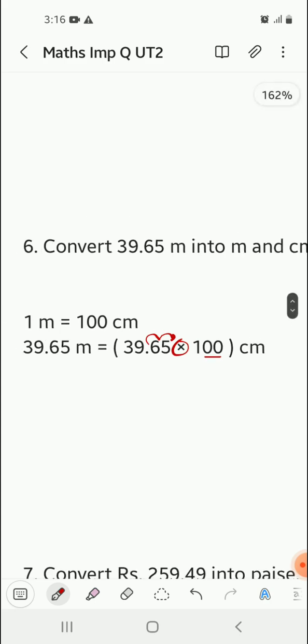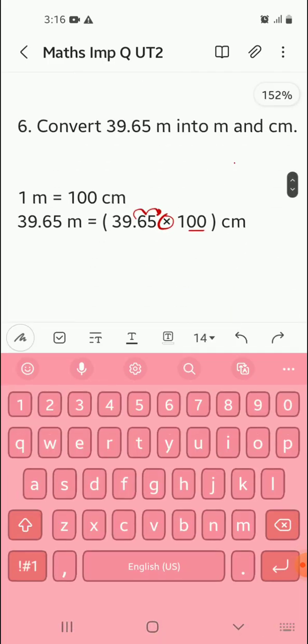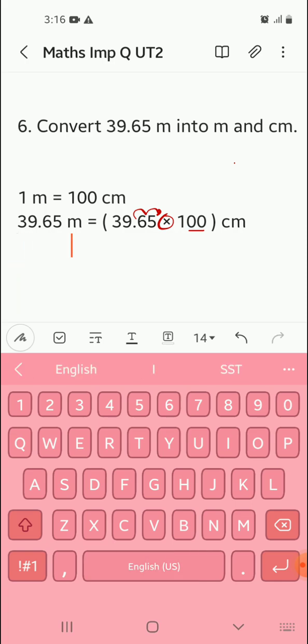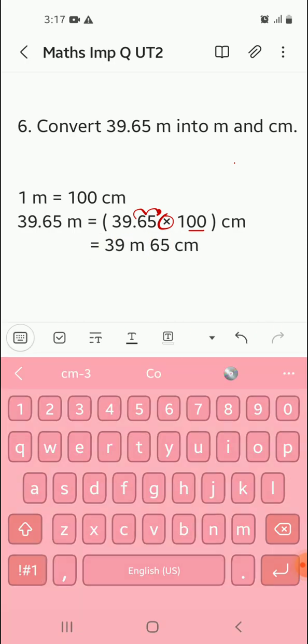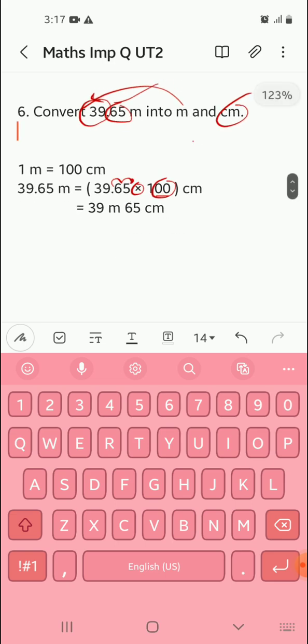But over here we have to convert this into meter and centimeter. So what you can do is simply write that this is equal to 39 meter and 65 centimeter. Why? Because there are two zeros over here, so the last two places, just right after the decimal point, those two digits will be centimeter, and the ones before the decimal place are meter. So this is a simple way, but you have to show the working.